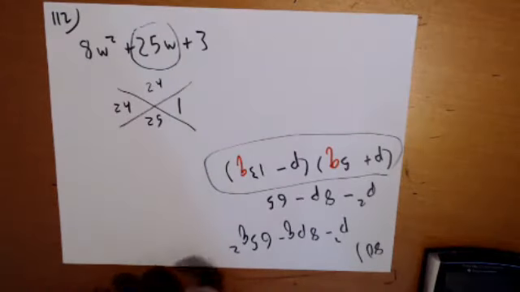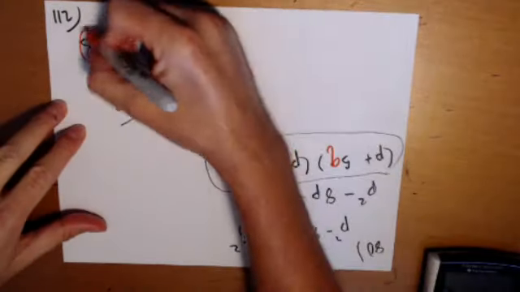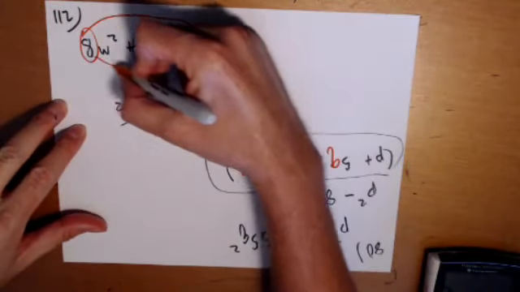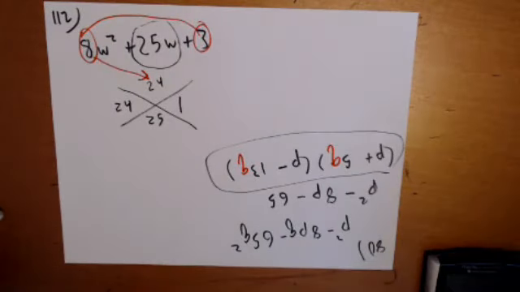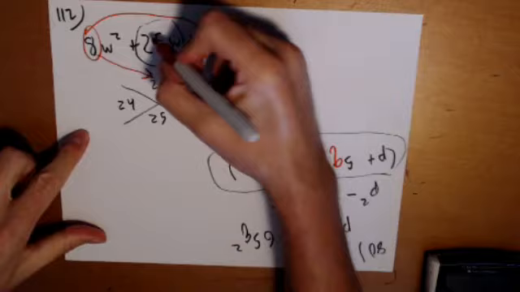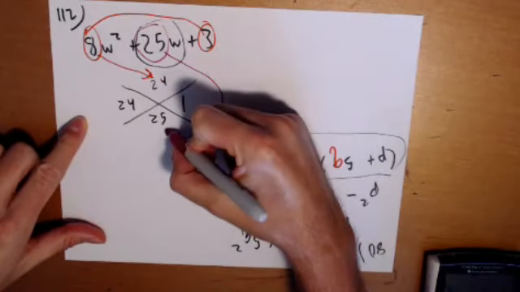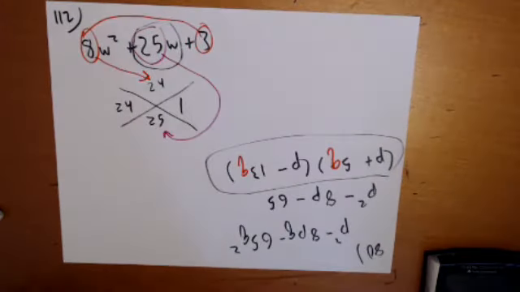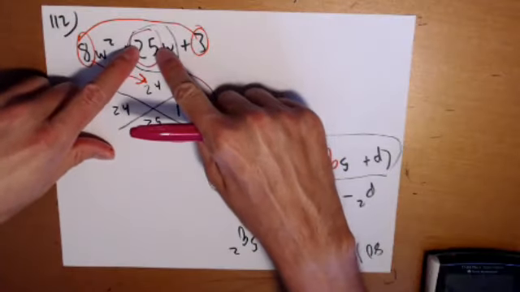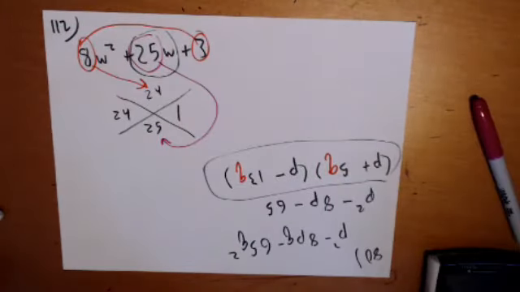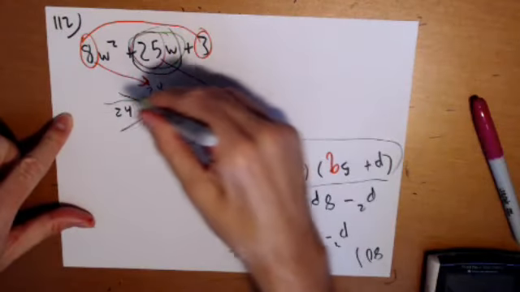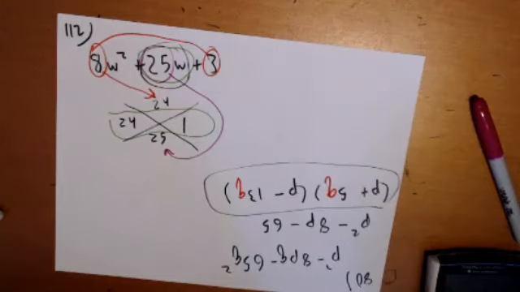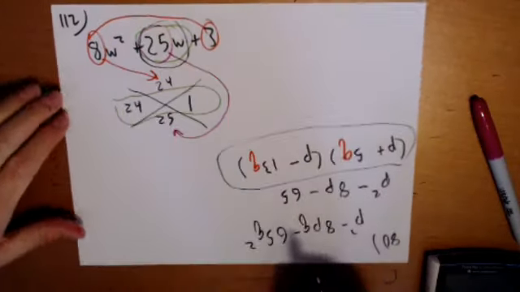So notice what happened. 3 times 8 goes there. And then this number went there. Okay, so multiply 3 times 8, you put 24. This number 25 goes here. And the whole reason we are doing this is I want to replace this 25w with that 24 and 1. World's longest explanation. Okay.